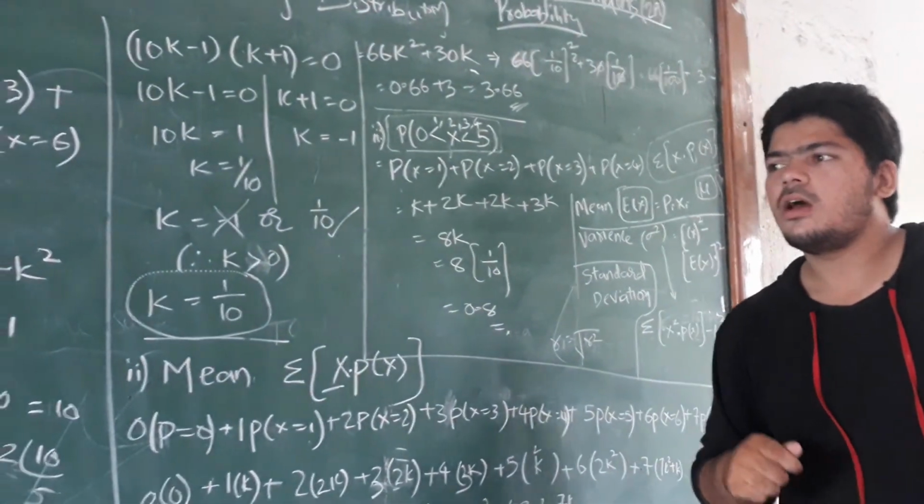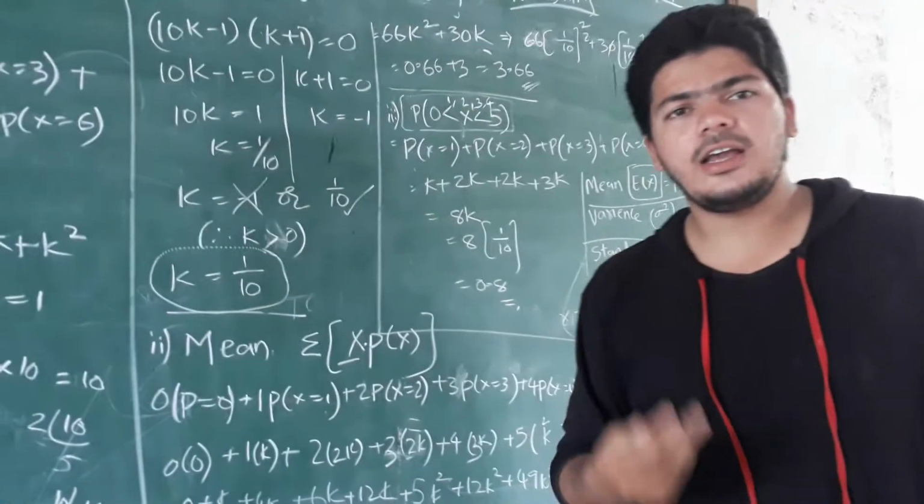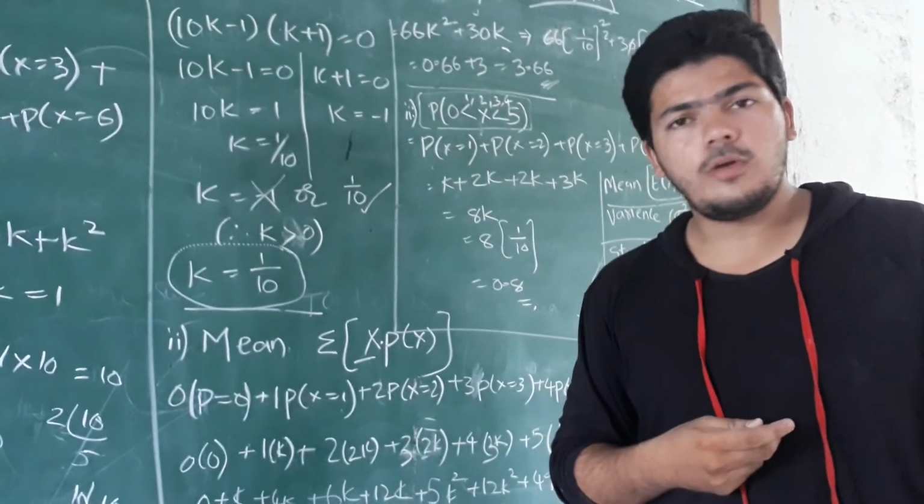So these are the basics of getting the probabilities, getting the value of k and getting the mean. Hoping that you have understood. Thank you.